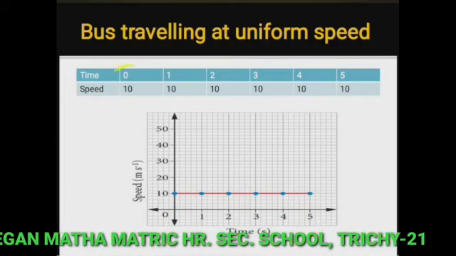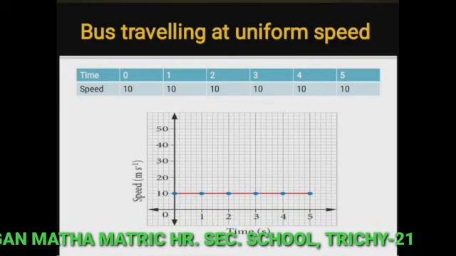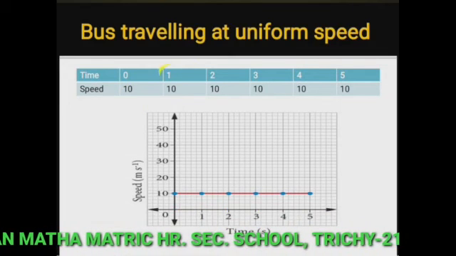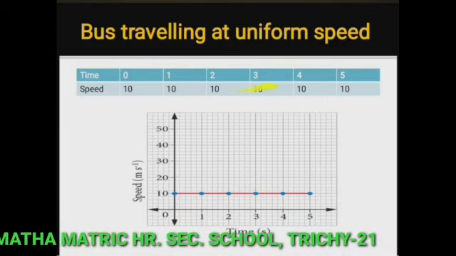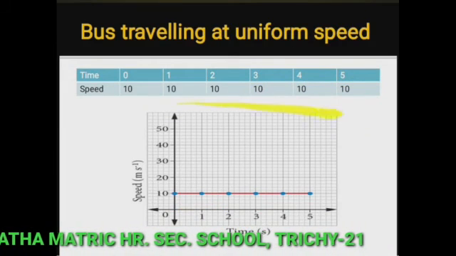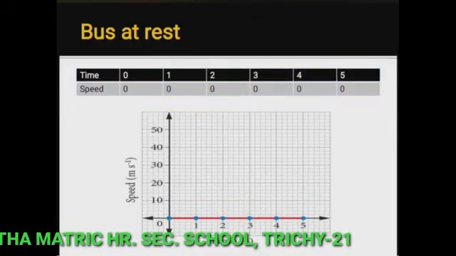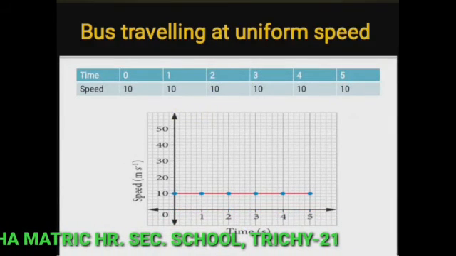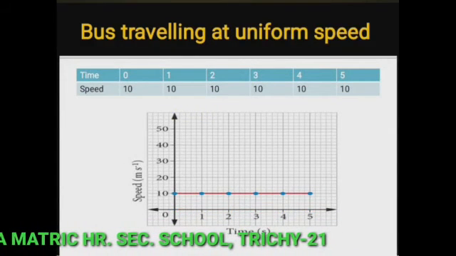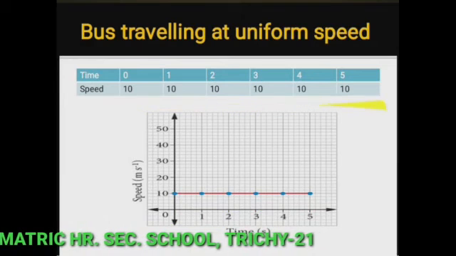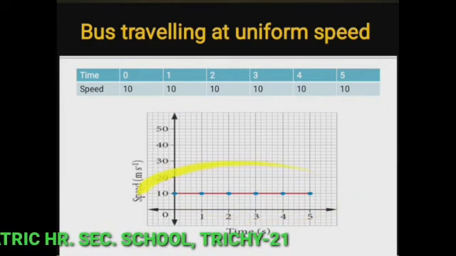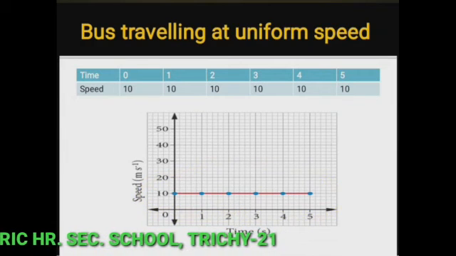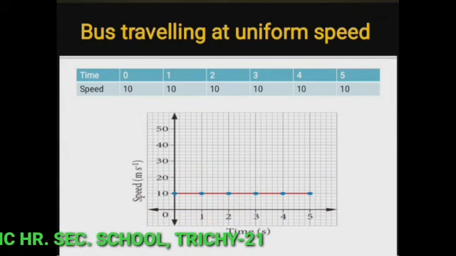Then in the next case, bus traveling at uniform speed. So time 0 second, 10 meter per second. Then for 1 second the speed of the bus is 10 meter per second. Then for 2, 3, 4, 5 seconds the speed of the bus is same, that is 10 meter per second. So the speed of the bus remains at 10 meter per second. So here slope of the line is 0. So the bus has 0 acceleration.